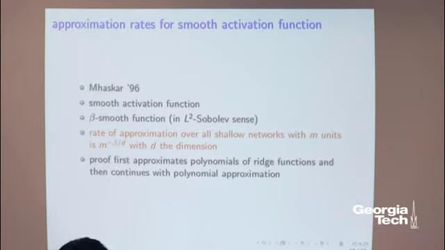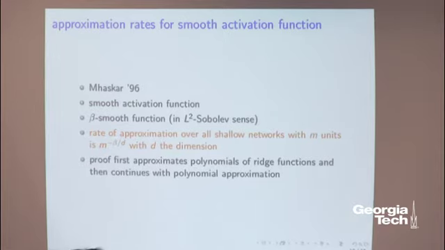Okay, so the result for smooth activation functions goes back to Mhaskar. What he shows is that if you have a beta smooth function, say a Sobolev L2 beta function, then the rate of convergence is that if you have m units, you can get approximation error m to the minus beta over d, and d is the input dimension. So that's the classical approximation rate that you get for beta smooth functions.